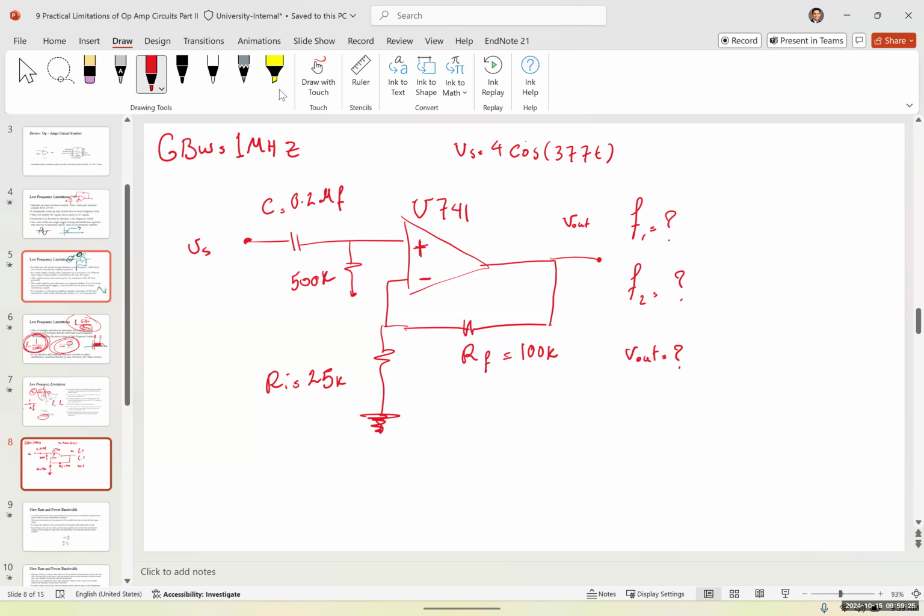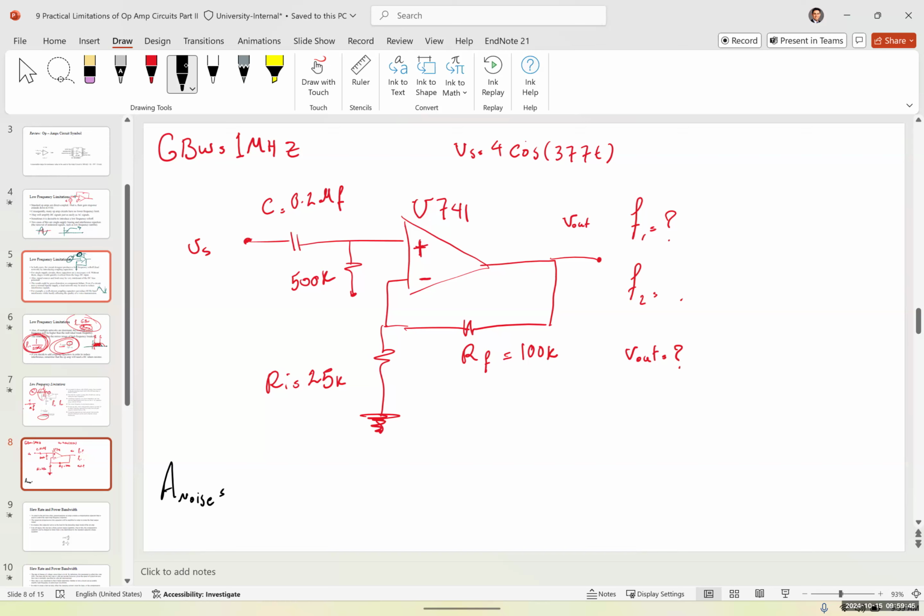Do you need more time or do you want me to solve it? What was F2 that? Okay. So first thing to find, you need to find A noise.